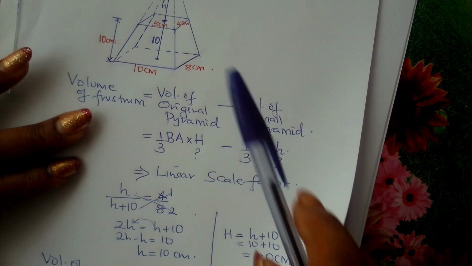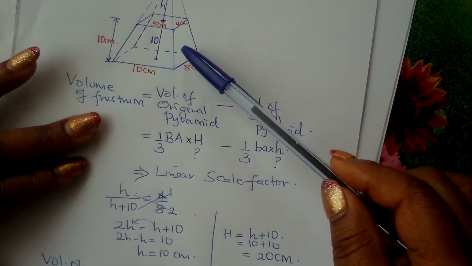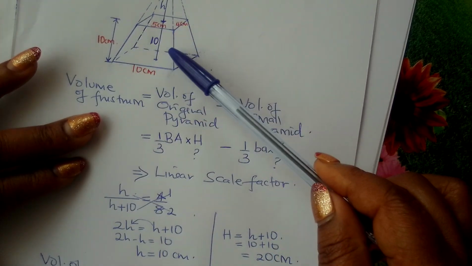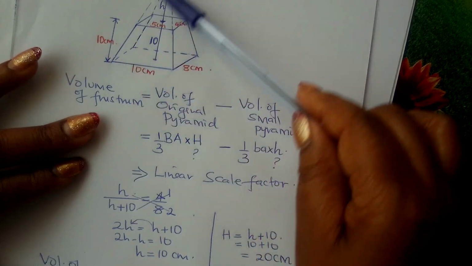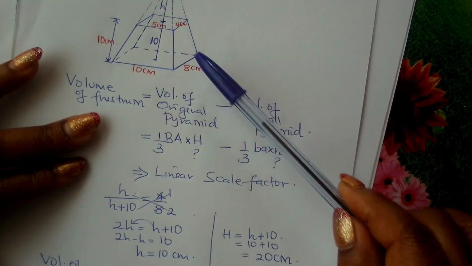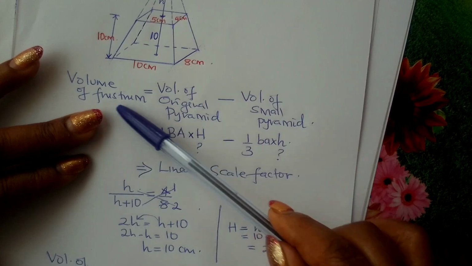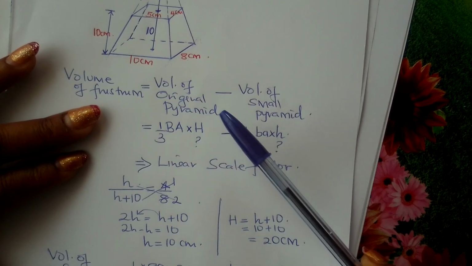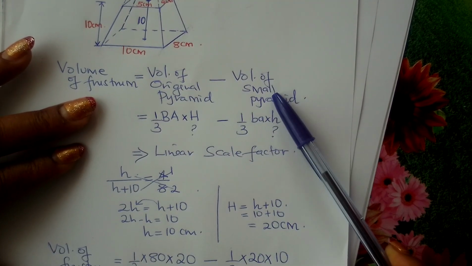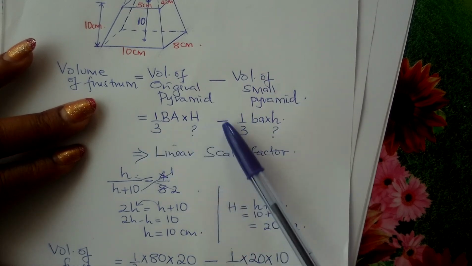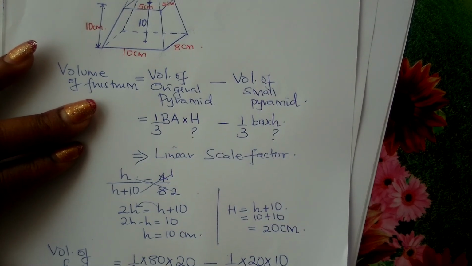Just a reminder that to get the volume of this frustrum, you first complete the diagram to have the original pyramid. Then the volume of a frustrum is equal to the volume of the original pyramid minus the volume of the small one. And therefore you work out like that, and finally you get this.